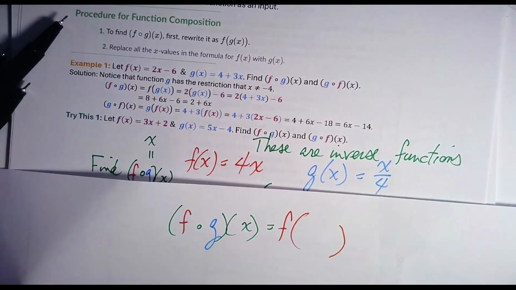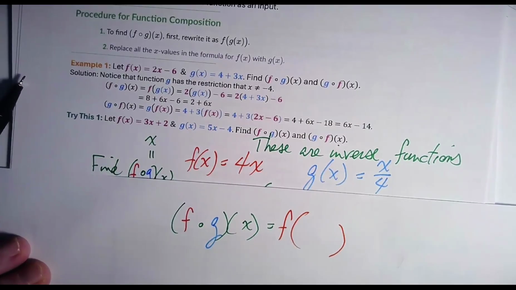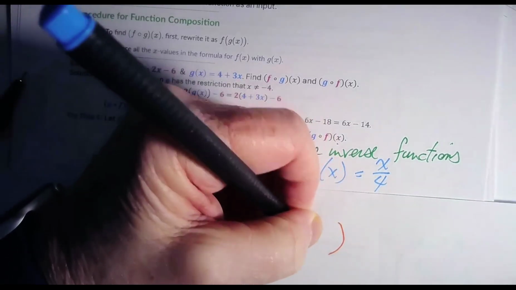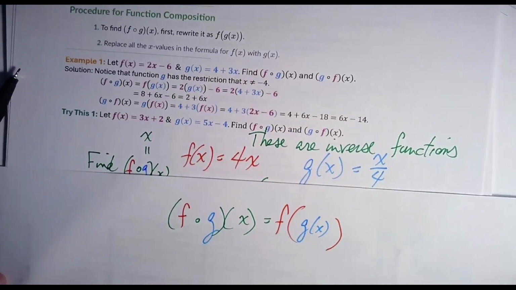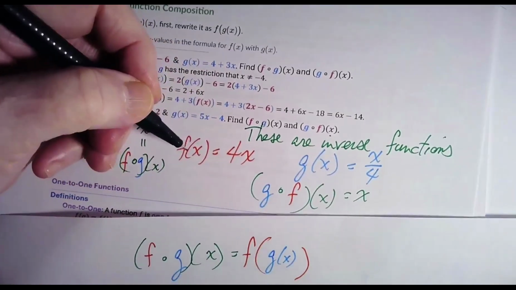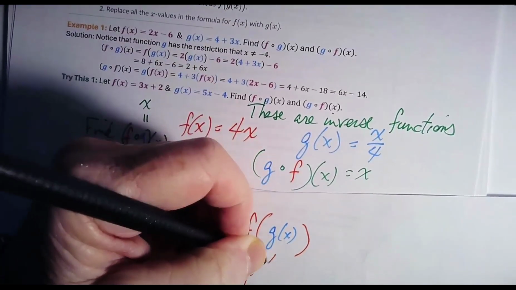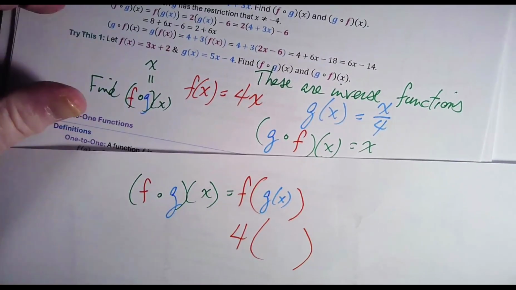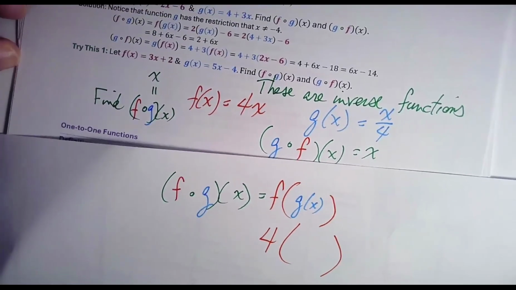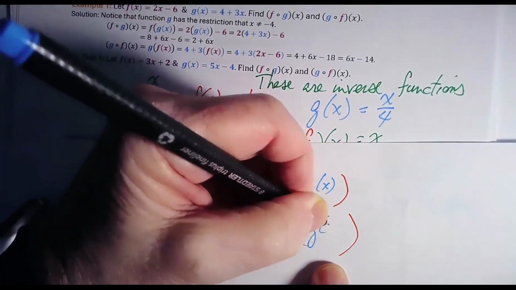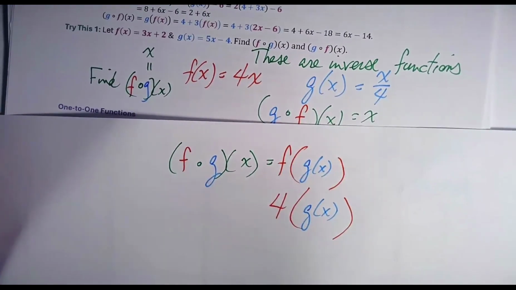And what goes on the inside? g. Yes, sorry. That's okay. And so let's see. We'll get the formula for f is 4x, but I don't put an x. What do I put? You put x over 4. Yes. And I'm going to do that in just one extra step.